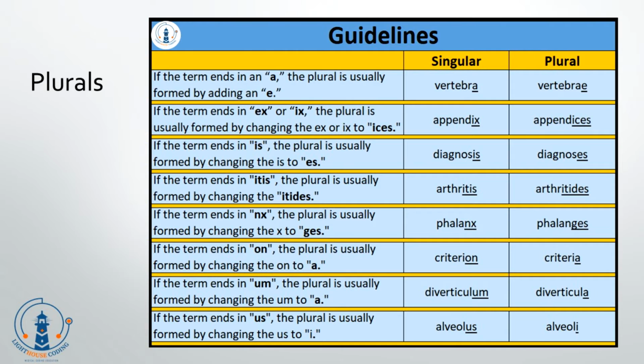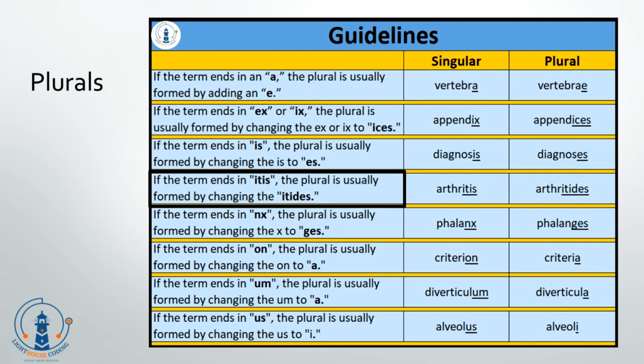Most of the medical terms have a Greek or Latin origin, and there are special rules for forming plurals in these languages. If the term ends in an A, the plural is usually formed by adding an E. If the term ends in an EX or IX, the plural is usually formed by changing the EX or IX to ICES. If the term ends in IS, the plural is usually formed by changing the IS to ES.